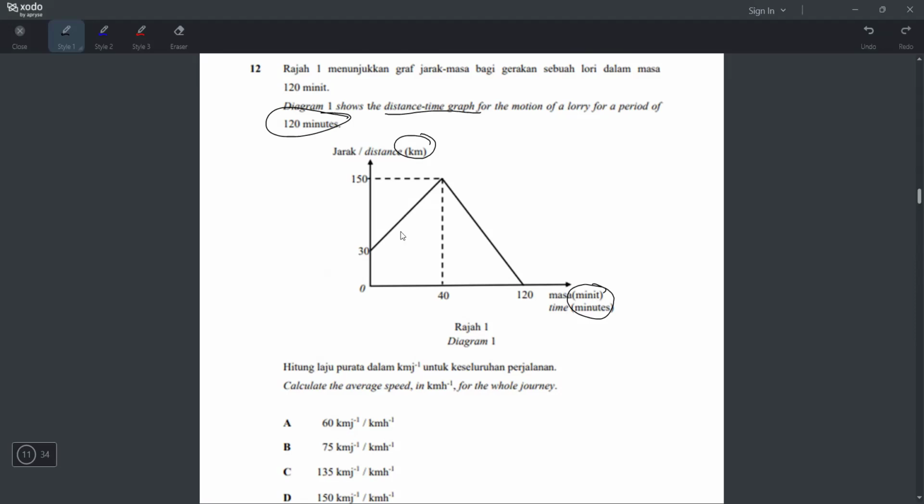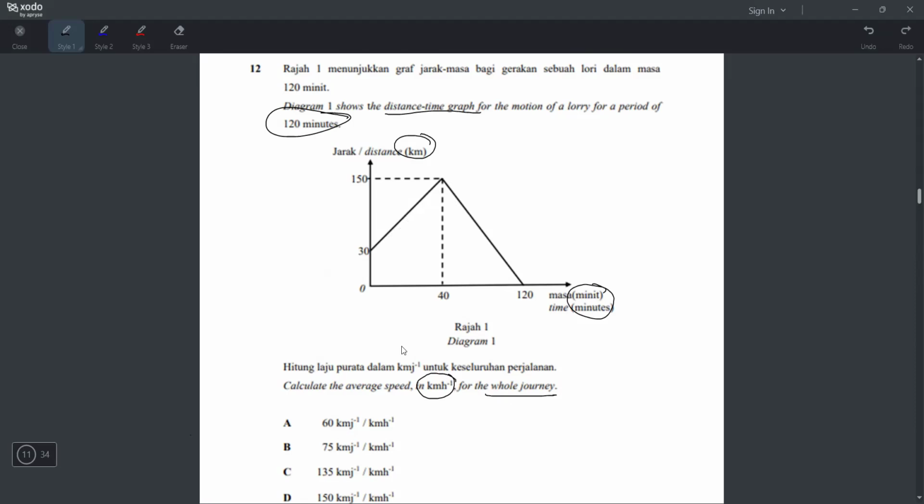And then the garisan is like this, right? And then bawah here says what? Calculate average speed in kilometer per hour for the whole journey. Okay, but they want in kilometer per hour, right? So if you look at this, this is kilometer, but this one is in minutes, right?